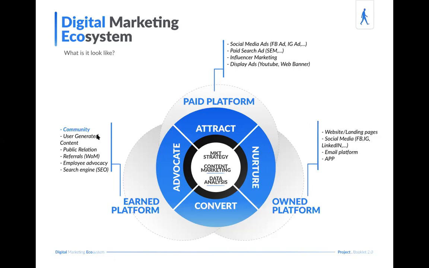And the last one is the earned platform. This is where we get content or interaction from other people, from customers who already use our product, including community, PR, references, and user-generated content. So this is the whole big picture of the digital ecosystem. Next.